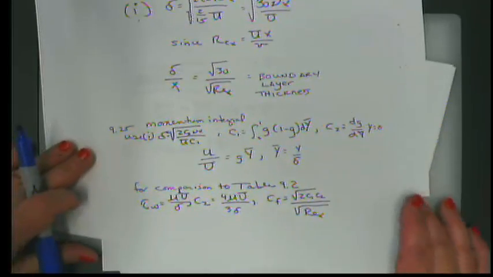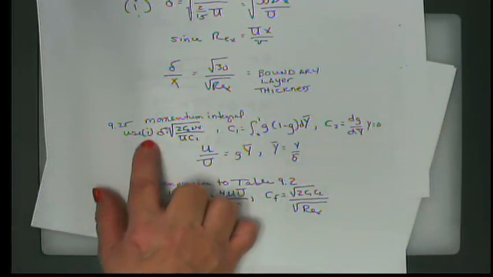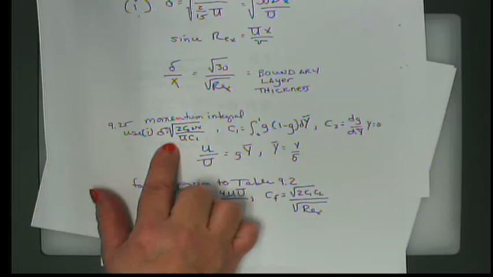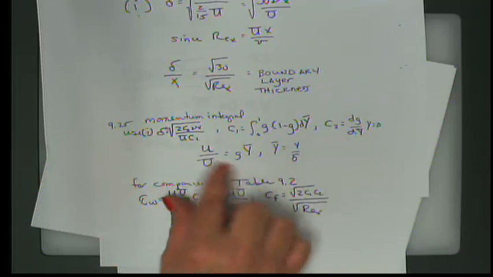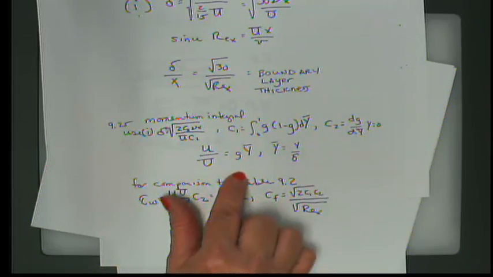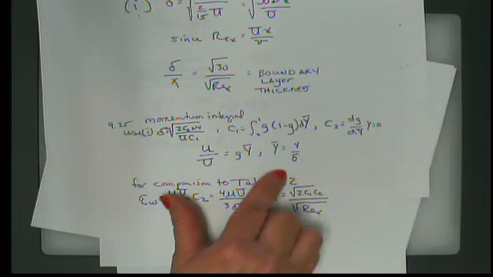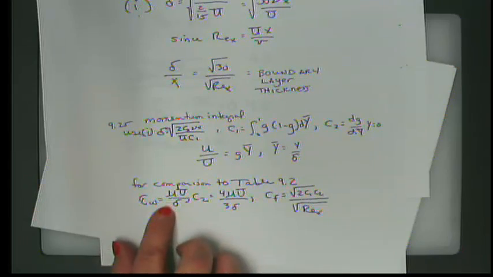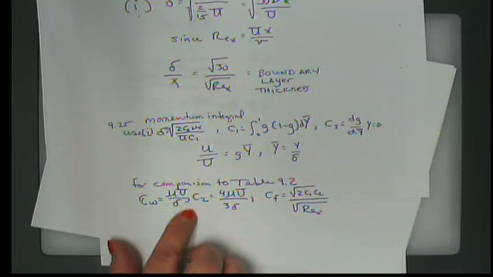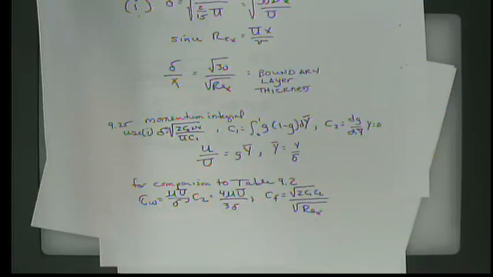All right, so problem 9.25 looks very similar. You still want to use the momentum integral. You want to use those equations for C1 and C2, and you want to use the u over U substitution and the y-bar, the y triangle substitution. And then, for comparison to table 9.2, which is what they ask you for, here are the relevant functions that you will want to use.